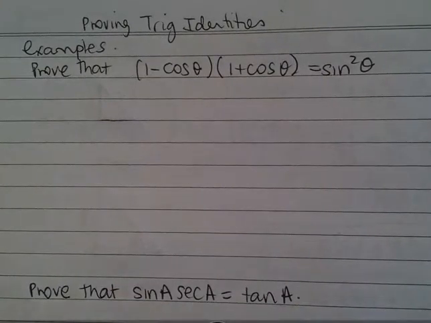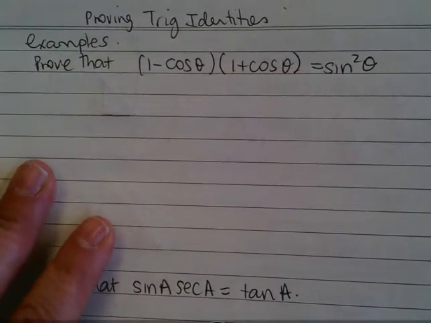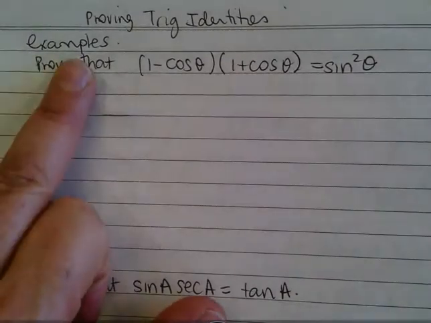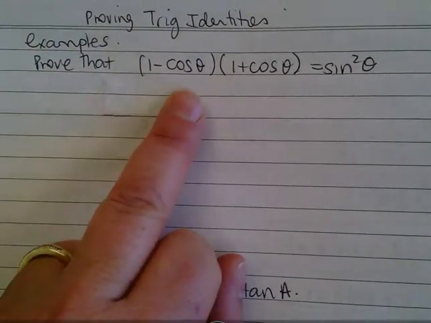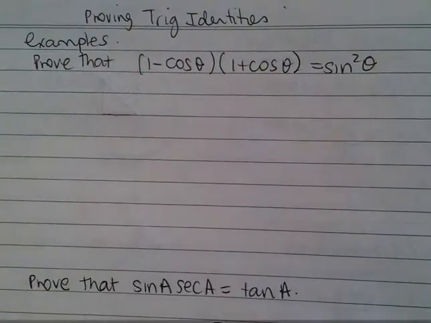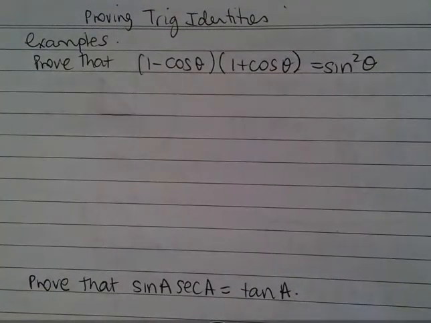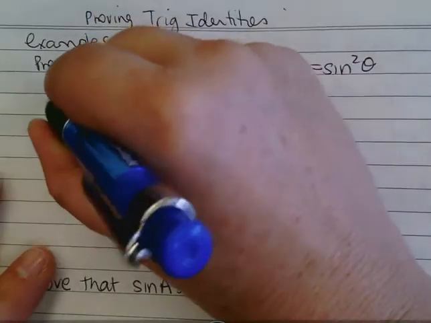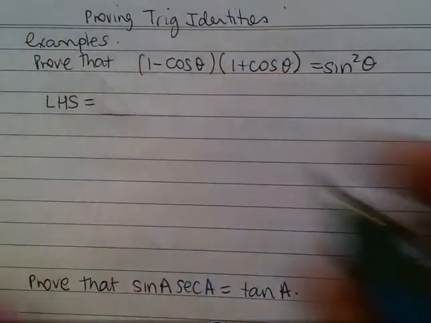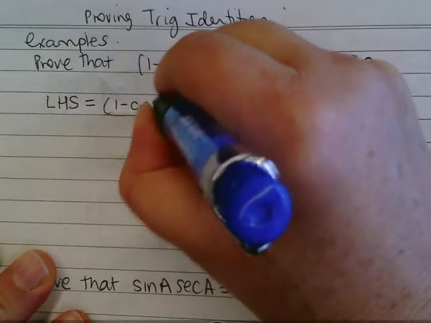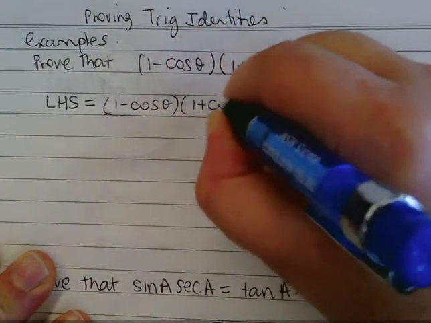All right, we're going to do a few examples, more than a few. So proving these trig identities. Example: prove that 1 minus cos theta times 1 plus cos theta equals sine squared theta. Most of the time you start with the left-hand side and prove that it equals the right-hand side. So the way you set it out is as follows. You say LHS, left-hand side, is 1 minus cos theta times 1 plus cos theta.